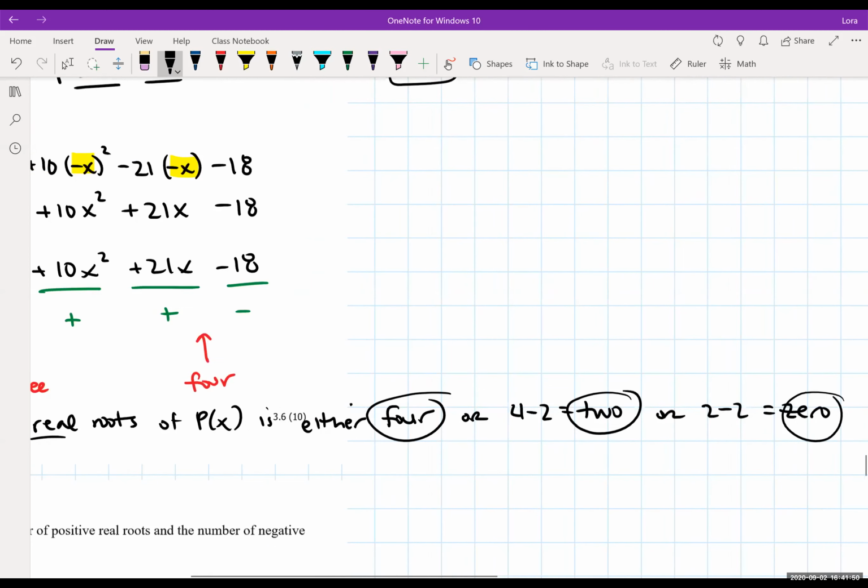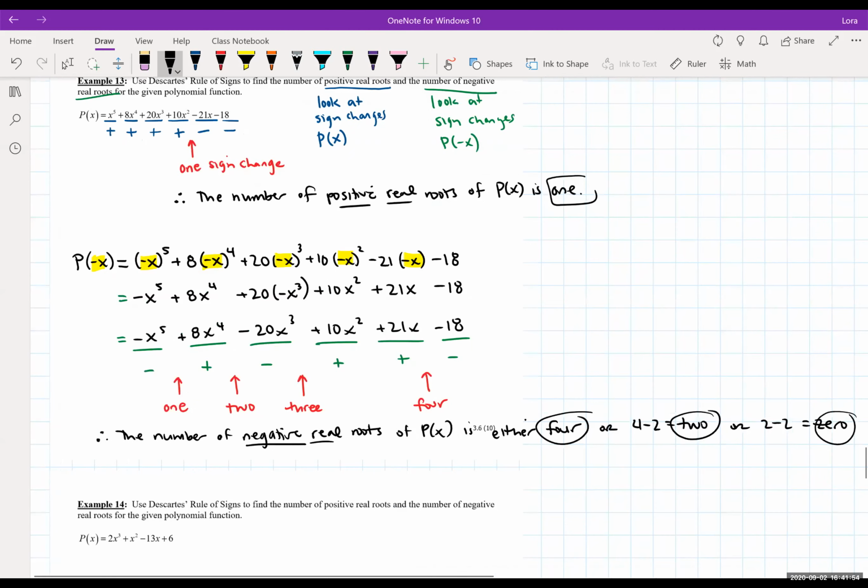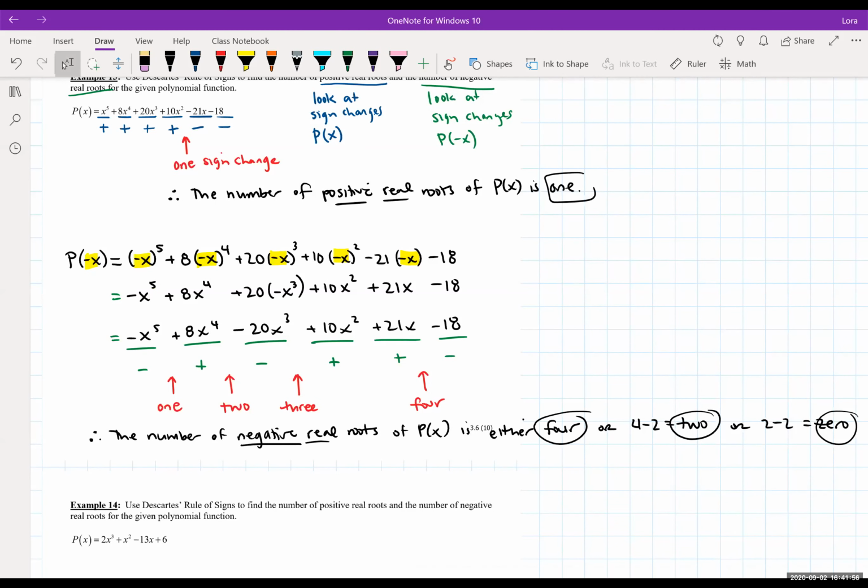So keep in mind, whenever we're using this Descartes rule of signs, whatever number you get, keep subtracting off 2 till it's impossible to find a positive or 0 answer, and you will have all your possibilities.